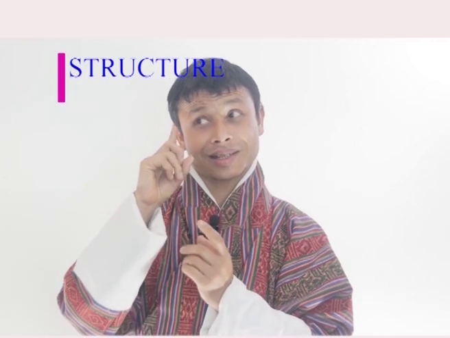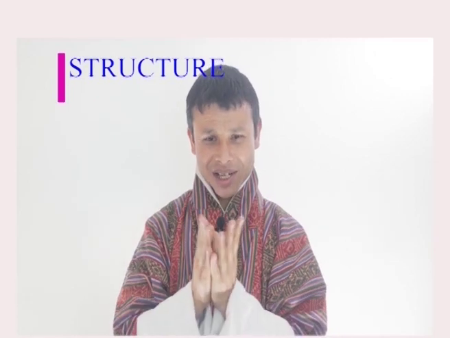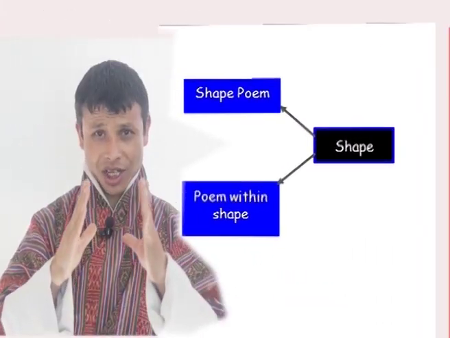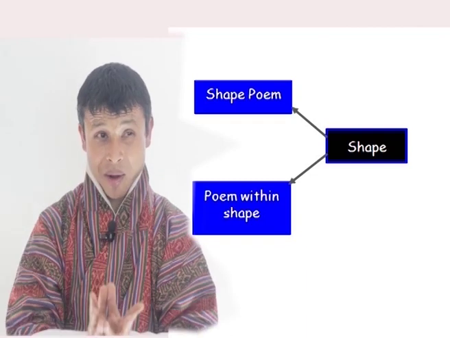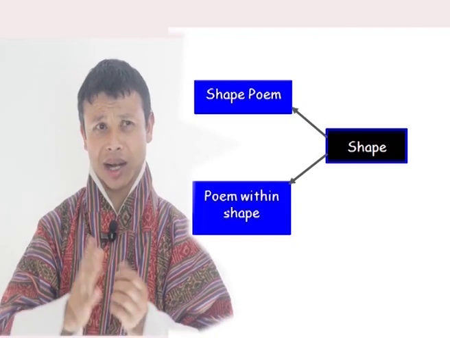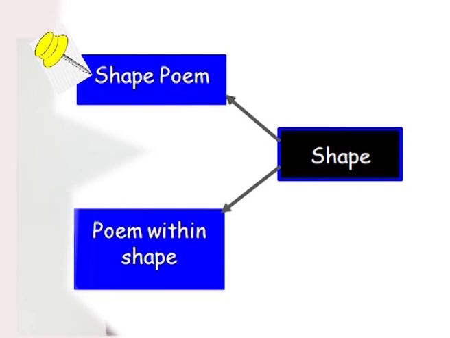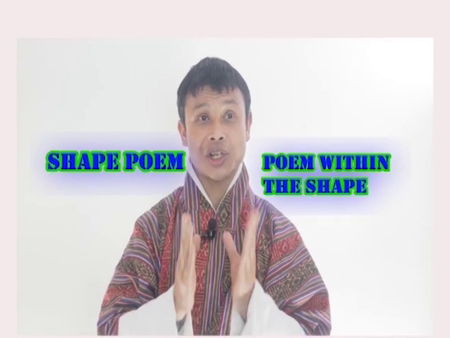Dear learners, now let us go to the second aspect of a poem. This is the one. Structure. Structure is all about the shape of the poem, the length of the poem, lines and stanzas. Let us look at one by one. Let us first look at the shape. We have two types of poem usually with regard to shape. We have shape poem and poem within the shape.